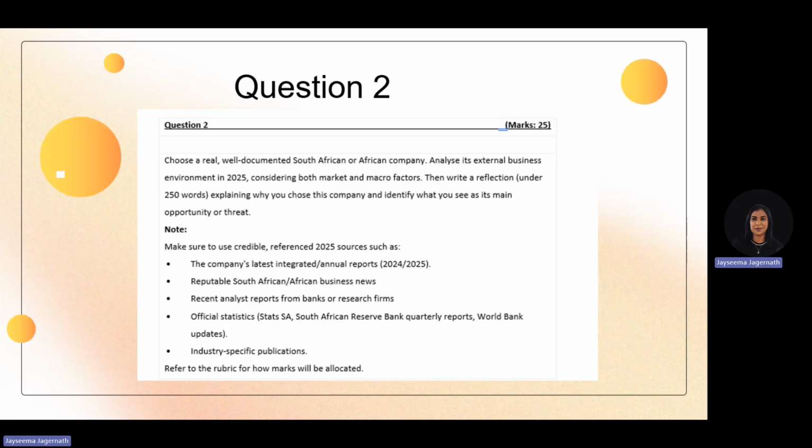So two things to consider here. Okay. And you're going to look for the integrated annual reports, news articles that are relevant, any bank statements or profit and loss statements, any statistics, industry specific publications. So it doesn't only have to be journals and books. This is now looking at the news. Okay. This is not a made up company, it's real.